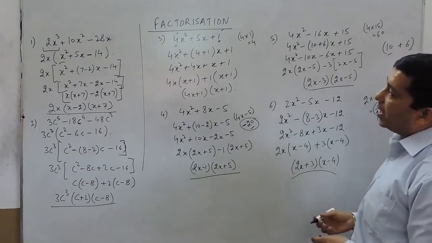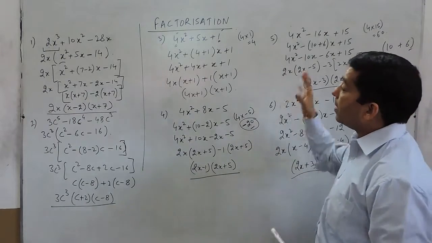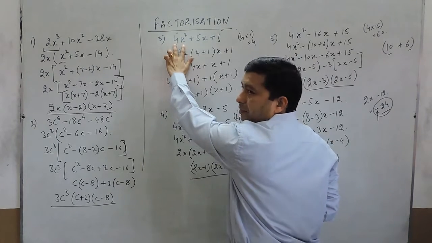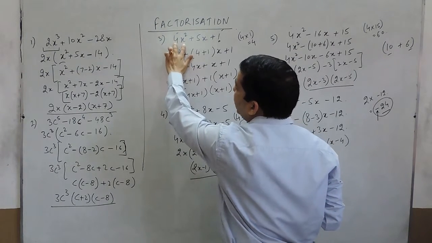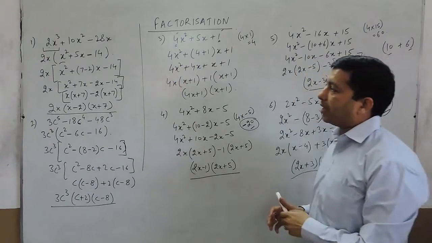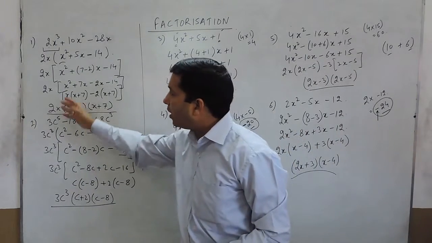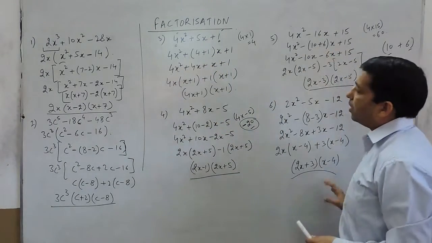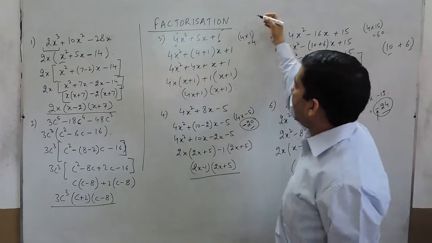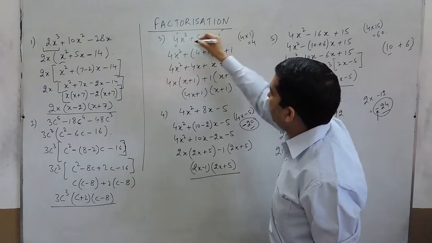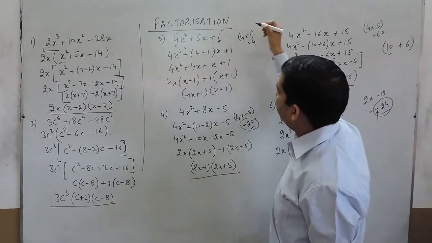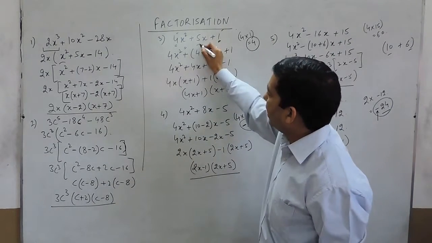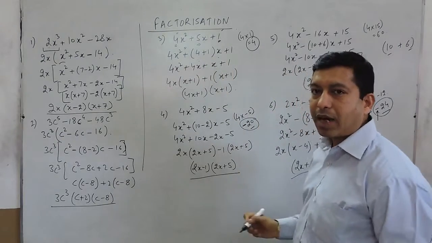So this way we can factorize the trinomial where the coefficient of the first term, the coefficient of x square, is not 1 but something else. So either we can take a common factor and make the coefficient 1, or if that is not possible, then we multiply the coefficient of the first term by the last constant term and derive the result, and the middle term has to be broken into two parts after that.